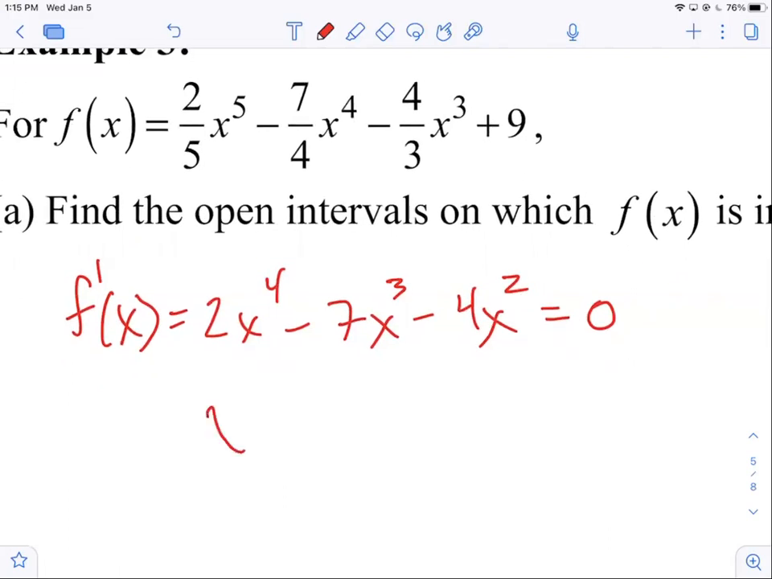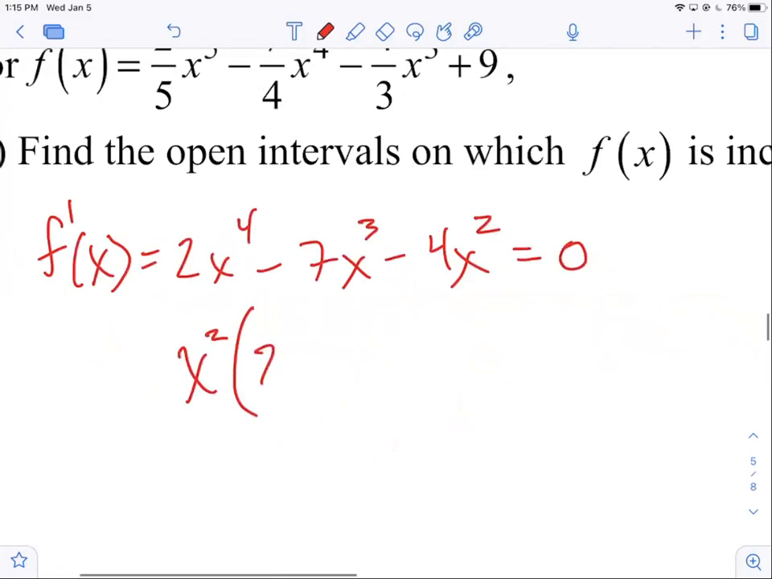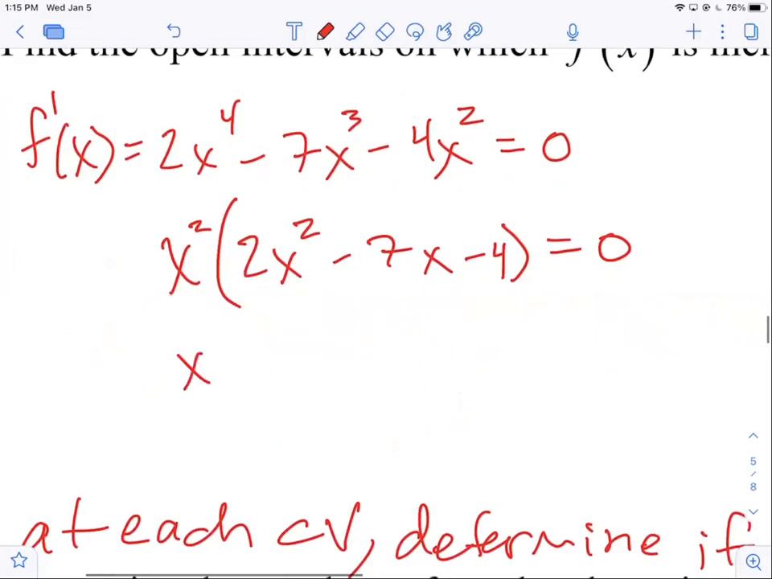Common factor of x squared. And then I'm left with a quadratic, 2x squared minus 7x minus 4 equals 0. Now that quadratic maybe can factor further. It's the fun type, right? Well, the leading coefficient is not 1, so it's got to be a 2x and a 1x.